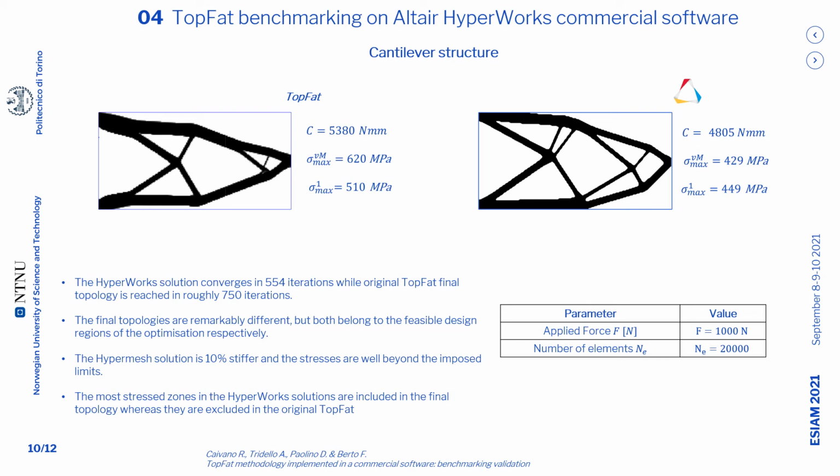The TopFat solution in this case is slower in reaching the convergence, and the two topologies are remarkably different, but both feasible. The HyperWorks solution is 10% stiffer, and the stresses are far below the limits. However, as for the L-shaped beam, the most stressed zones are partially included in the HyperWorks final topology, whereas they are not in the original TopFat one. The very different results can be justified with the same reasons expressed for the L-shaped beam.